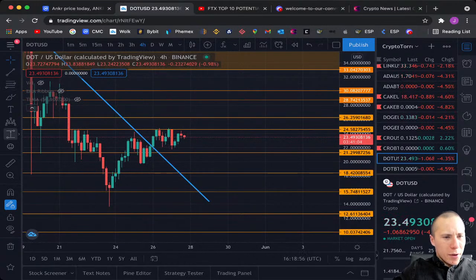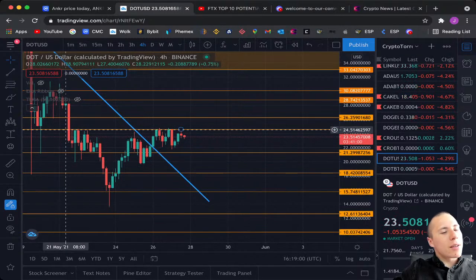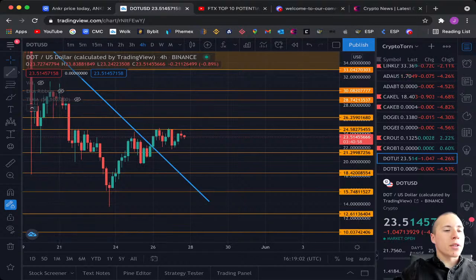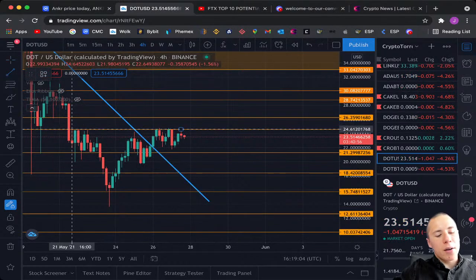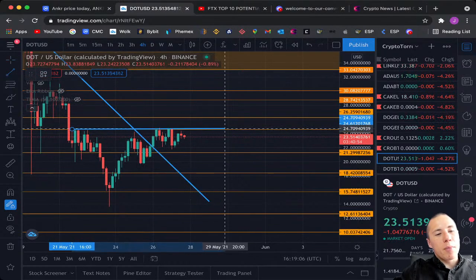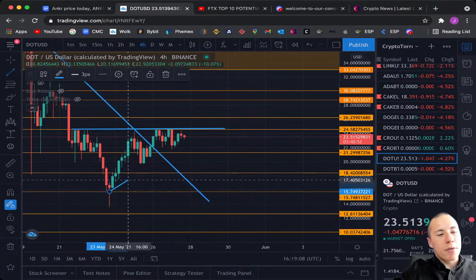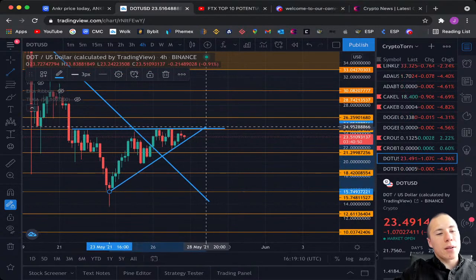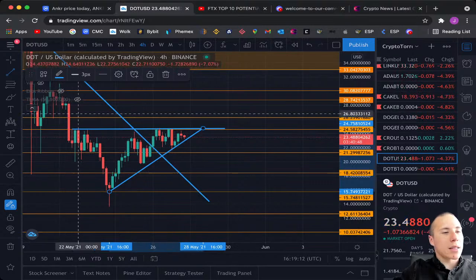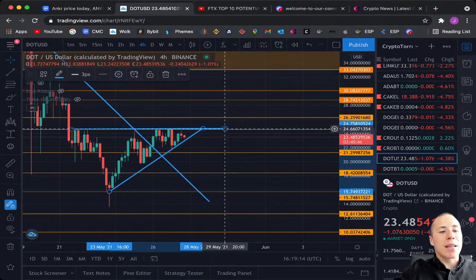So if we are taking a look at Polkadot further, just for this moment, to measure the possible breakout towards either the up or downside, we could be placing this like this, for example, and this over here like this, creating an ascending triangle.